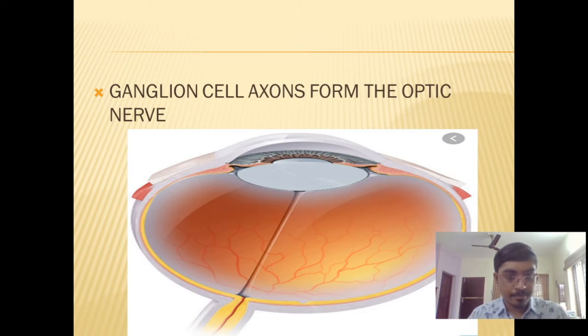See, take a look at this picture. You have this particular cornea over here. Light passes through the cornea into the aqueous chamber. You have aqueous humor over here.